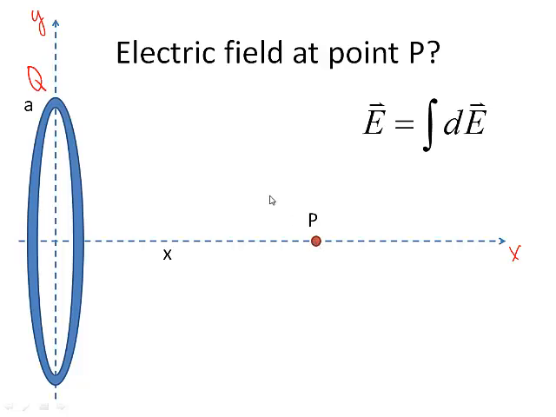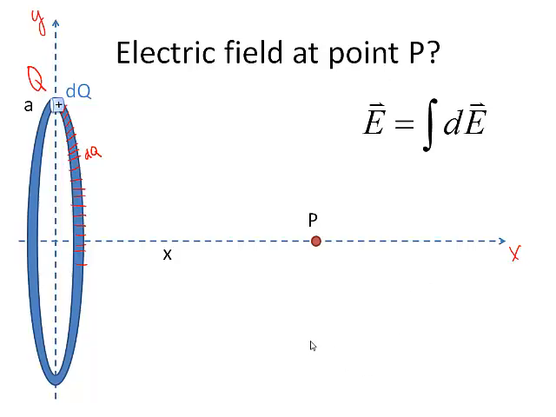The way we're going to use the principle of superposition, though, is to divide up this ring into many little charges. We're going to call those little charges dq. So one example of dq is this dq that's at the top of the ring. But there are many other dq's that go all the way around the ring, and each one of the little dq's is going to contribute to the electric field at point P.